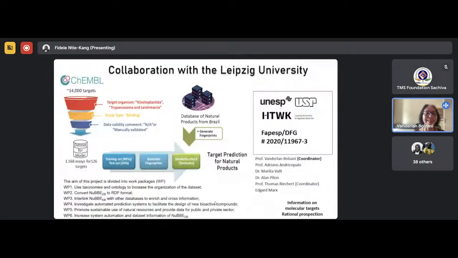I'm finished, sorry. So this is another project that we have in collaboration with Leipzig University. In February, we spent 15 days there. It's very nice. And they try to help us, because this group is very important in computer information technology that can help us a lot to organize this chemical information. The next one.